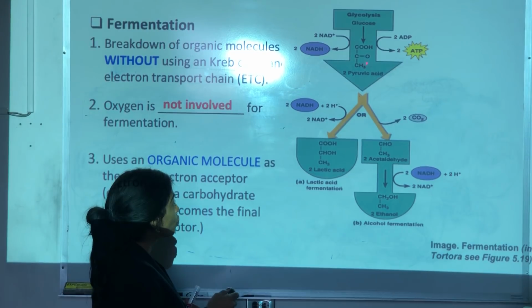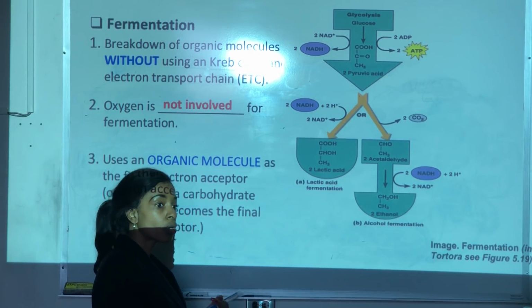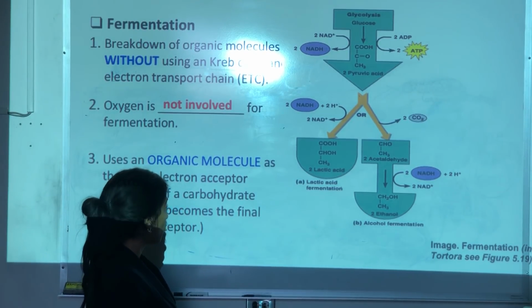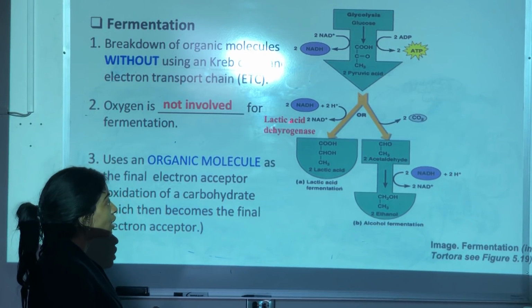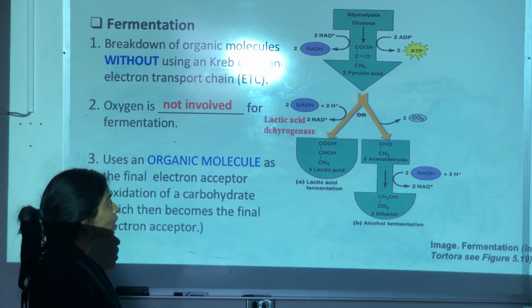Pyruvic acid, if we look at it, 1, 2, 3 carbon, can be converted to lactic acid. And lactic acid can be used to make things like yogurt and cheese and pickles, right? Many foods that we like. All right, so pyruvic acid is converted to lactic acid by lactic acid dehydrogenase. And again, we see the NAD, that's something I told you to look out for with the dehydrogenases.